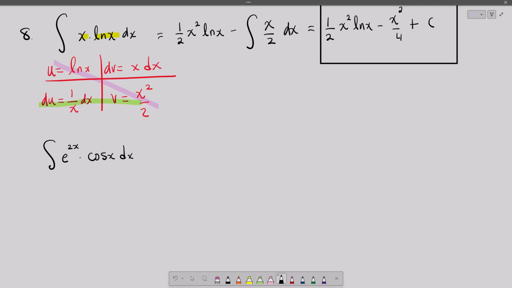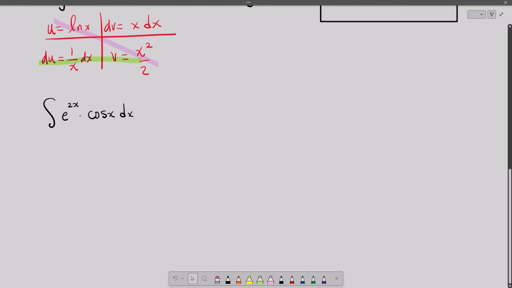Should we go through this one? I'm seeing some yeses. So you know you have a twist when both functions have derivatives that sort of cycle through the same function repeatedly. The derivative of an exponential continues to be an exponential. The derivative of cosine turns to sine, but then back to cosine. So it's circular in nature.